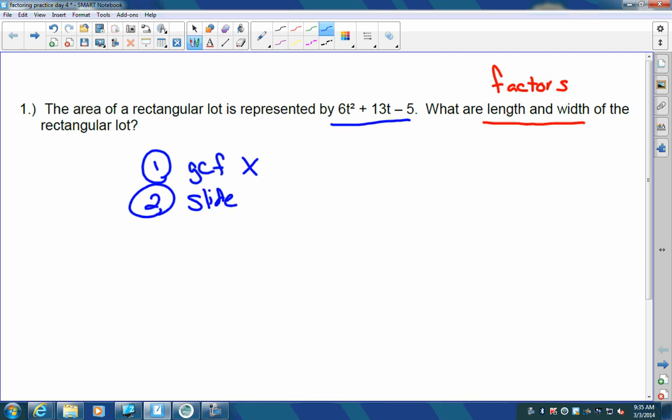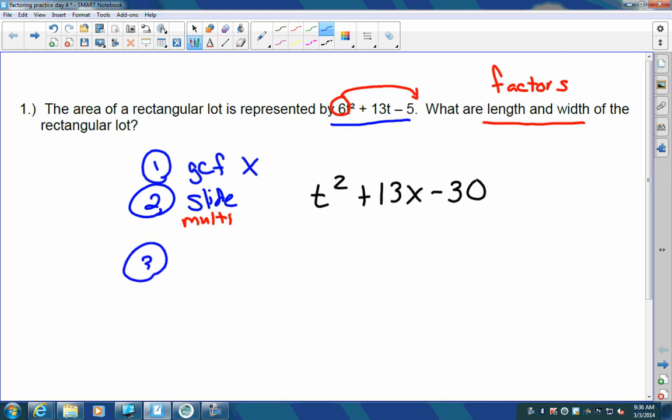Now, what do you have to slide? You're looking for the number in front of your x squared or t squared. So there is a 6. So I'm going to take this 6 and slide it to the back. When I say slide, that means I'm going to multiply the first and the last number. So I'm going to get t squared plus 13t. Then 6 times negative 5 is negative 30. From here, I need to factor.